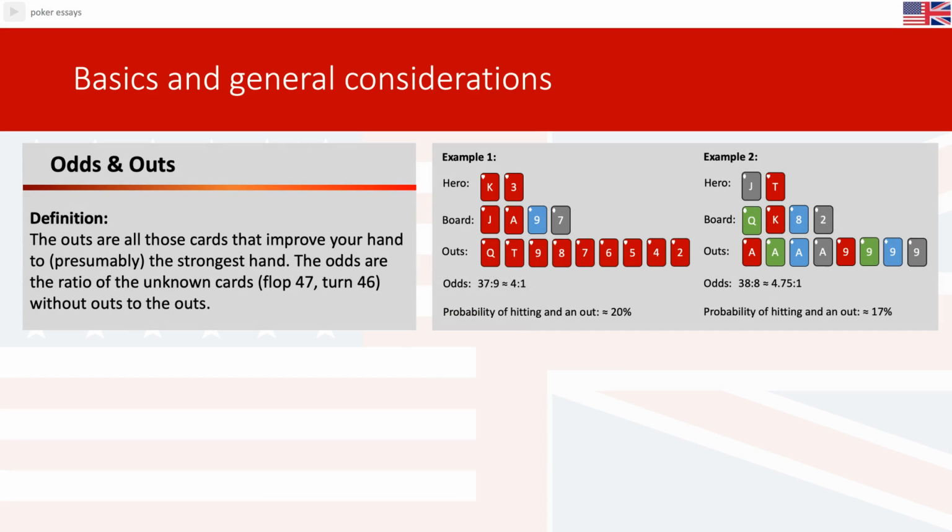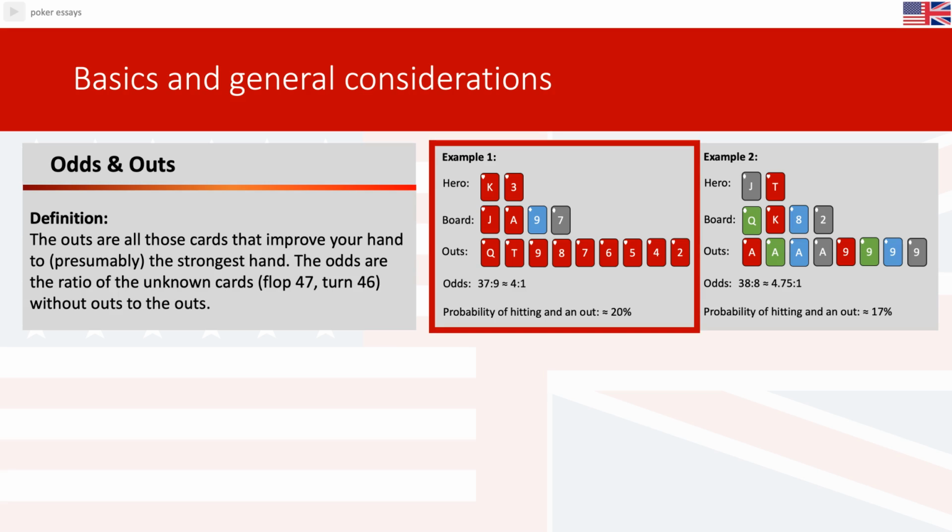Let me start with some basics and general considerations. Outs are considered to be all those cards which in a given situation improve your hand to a hand desired for that situation. Odds are the ratio of the unknown cards in a given situation minus the outs to the outs. Take a look at the first example.